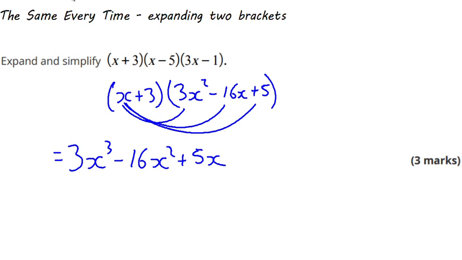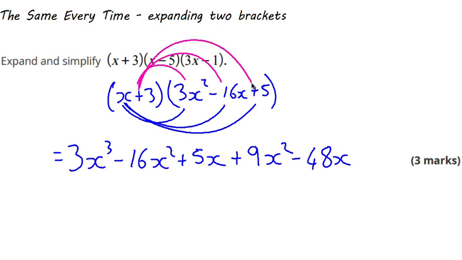Now I look at the second term in the x plus 3, the plus 3. So plus 3 times 3x squared. Plus 3 times 3 is plus 9, and then times the x squared, 9x squared. Plus 3 times negative 16. So plus 3 times negative 16 would be negative 48. And remembering that's multiplied by an x as well, so negative 48x. Positive 3 times negative 16x. And then positive 3 times positive 5, positive times positive gives me a positive, that's positive 15.